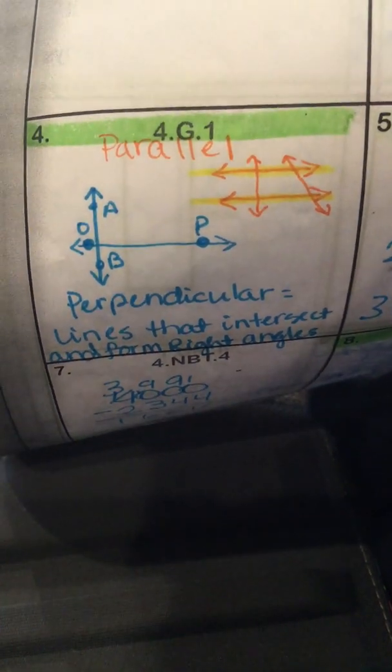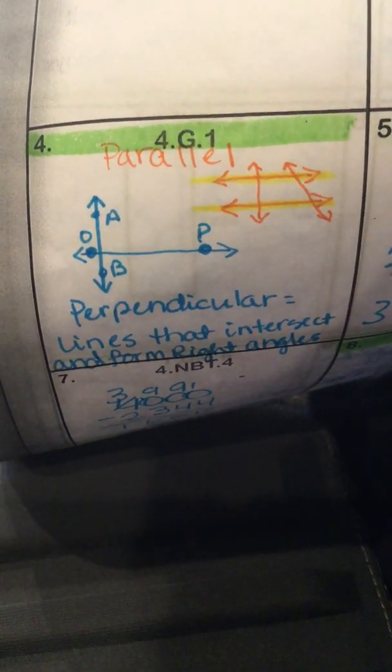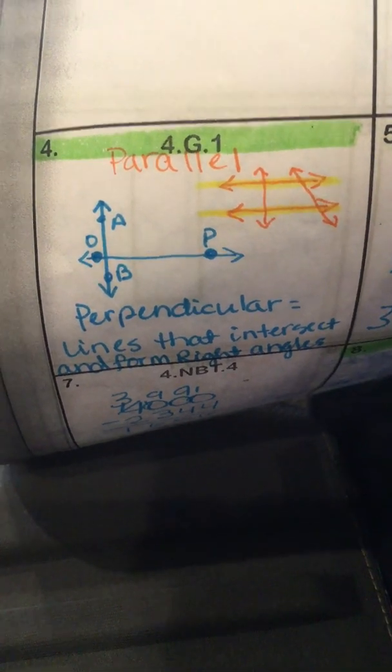Going to the last page here, we have 3 more. And this is talking about different lines. They were asked to find the perpendicular lines. Of course, perpendicular lines intersect and form right angles. And as you see, line AB and line OP intersect and form a right angle. Of course, if they were asked to find parallel, they would be looking for something more along the lines of these two that are highlighted.